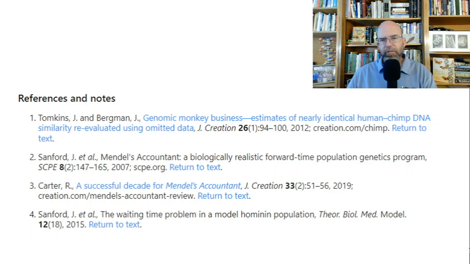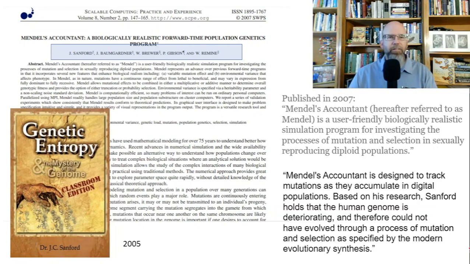And then I just briefly showed you Sanford's article, The Waiting Time Problem in a Model Hominin Population, from the journal Theoretical Biology and Medicine. And that, again, is a paper that uses Mendel's accountant data. And so Sanford is one of the creators of Mendel's accountant. You see the Sanford et al. Oh, let's just go and look at that. Here's the Sanford et al. It's Sanford, Baumgardner, Brewer, Gibson, and Remine. And I'm saying those names because I'm going to show a number of different articles. And so as we go through there, hopefully I'll remember to mention them, but I'll show you the authors of those articles. And you're going to see those names pop up over and over and over again. But these are the folks that designed, implemented, and tested this software package.